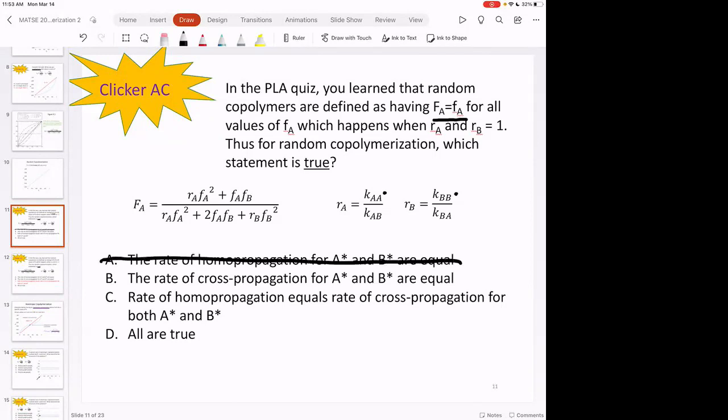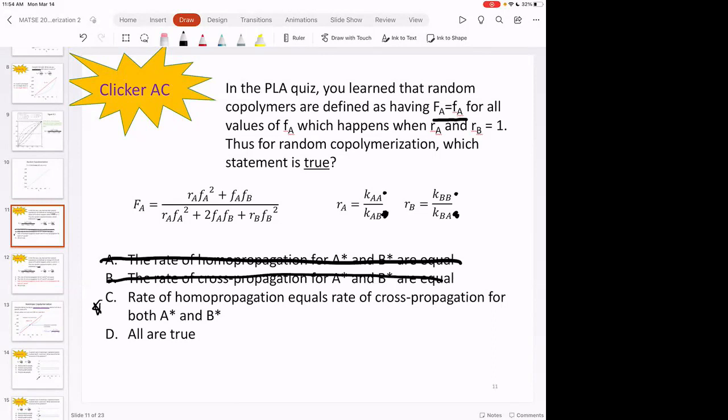The rate of cross propagation is equal. Mathematically, does that have to be true if RA is 1 and RB is 1? No, because cross propagation, that's KAB and KBA. Those can be any values. Remember, what the ratio of 1 means is that the numerator is equal to the denominator, which is the rate of homopropagation equals the rate of cross propagation for both A star and B star. And that has to be true.